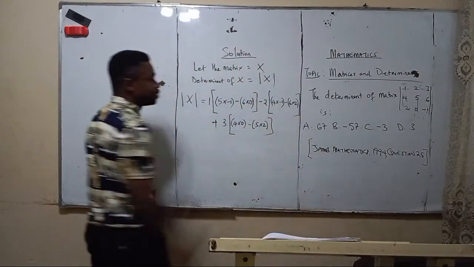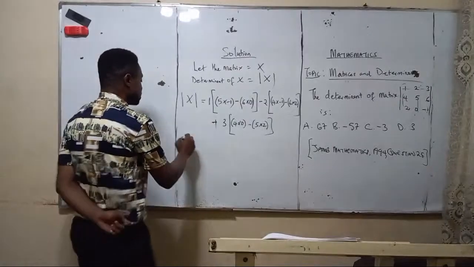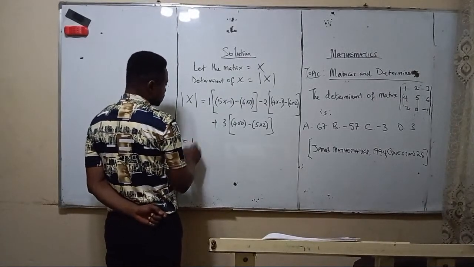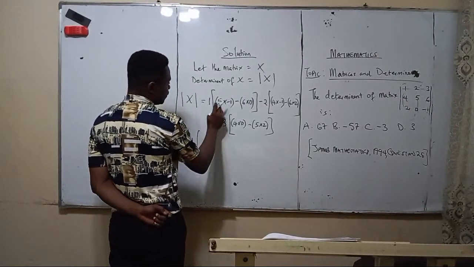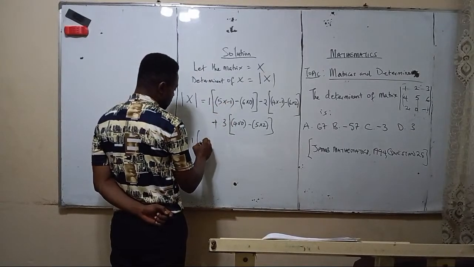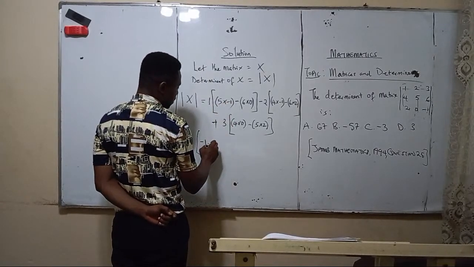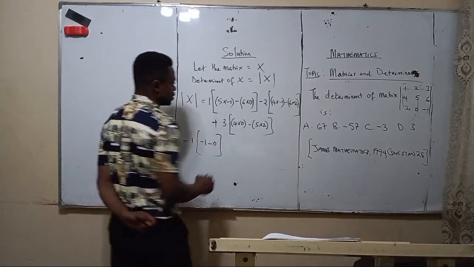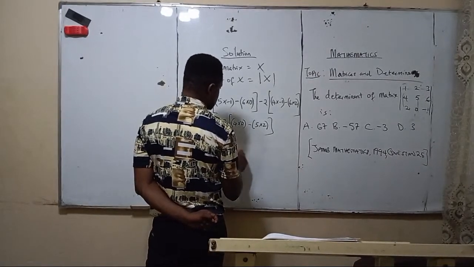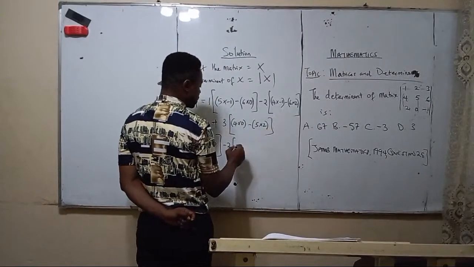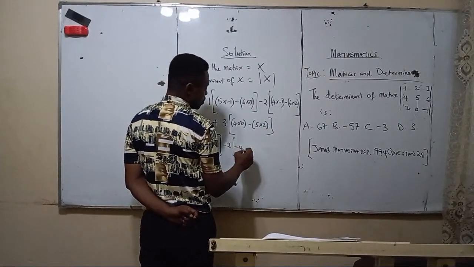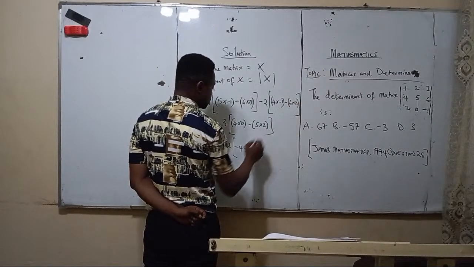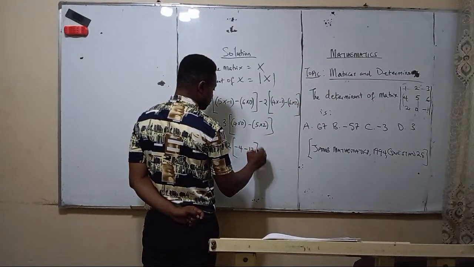So let us now simplify this and get our answer. This is 1, then 5 times minus 1 is minus 1. Minus 6 times 0 is 0. We close these brackets. Minus 2, 4 times minus 1 is minus 4. Minus 6 times 2 is minus 12.